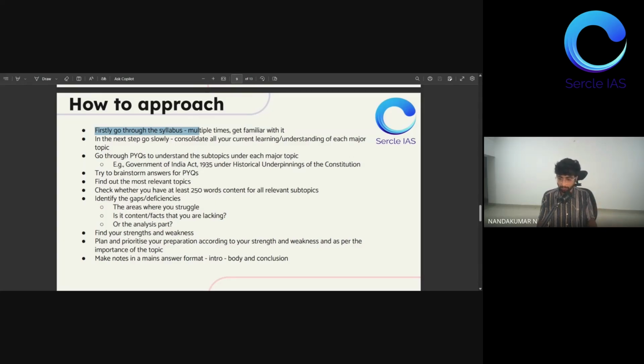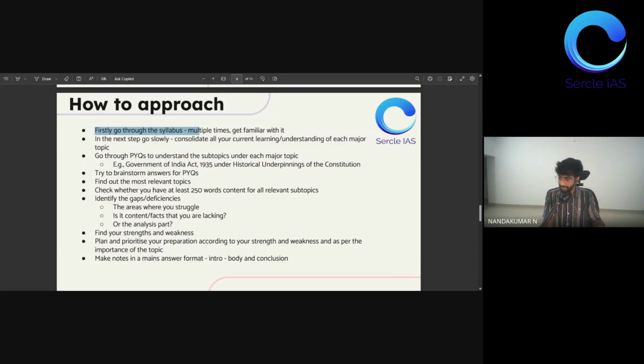Through the syllabus and PYQs. And in the next stage, after doing these steps, you can start making notes in mains answer format with an intro. The intro can be the factual side or the content side. For this question I was referring to, you can start with: the freedom of movement and residence across the country mentioned under Article 19(1)(d) and Article 19(1)(e) are very essential to a democracy like India, and they are not absolute, and the reasonable restrictions are also provided under the same article, Article 19.